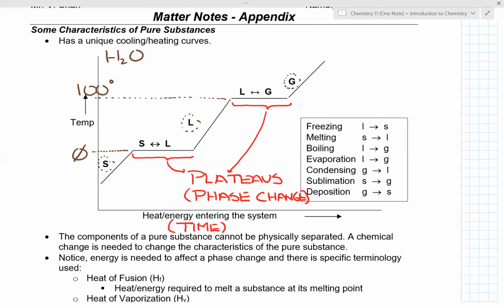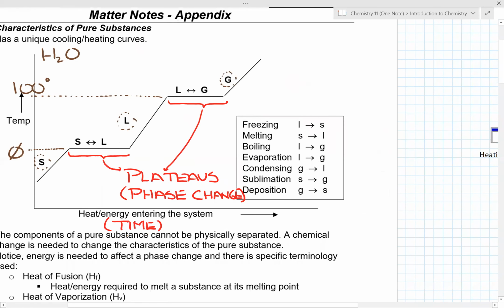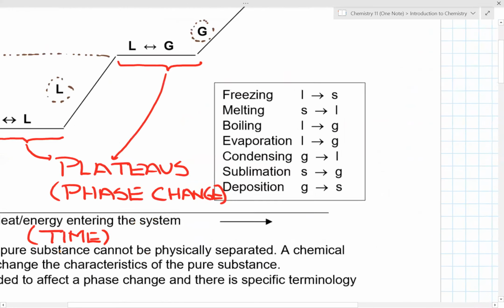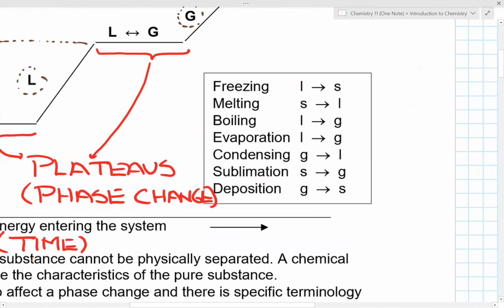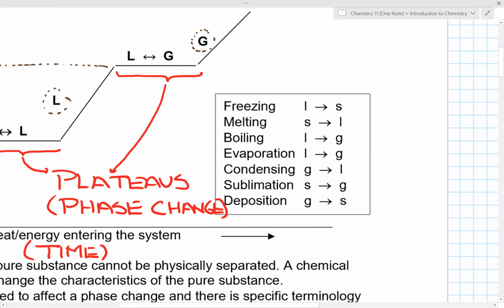Now, if you take a look at the right-hand side, I have a list of all of the names for the different phase changes. Freezing is from liquid to solid, melting is from solid to liquid. One thing you will notice here is boiling and evaporation. Notice they are both liquid to gas. So what is the difference between boiling and evaporation?